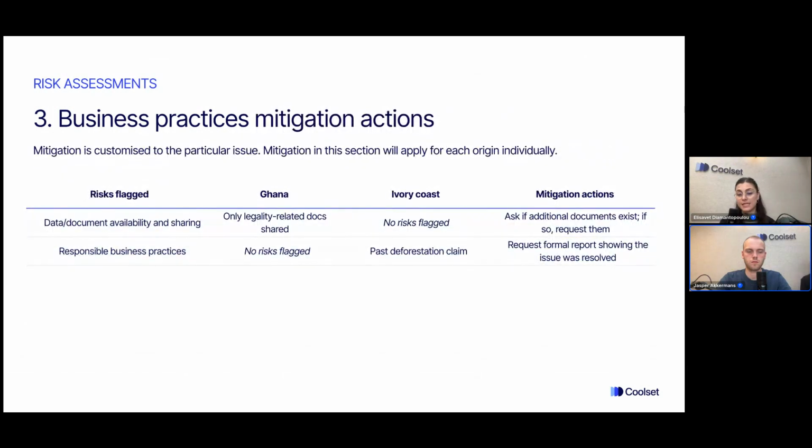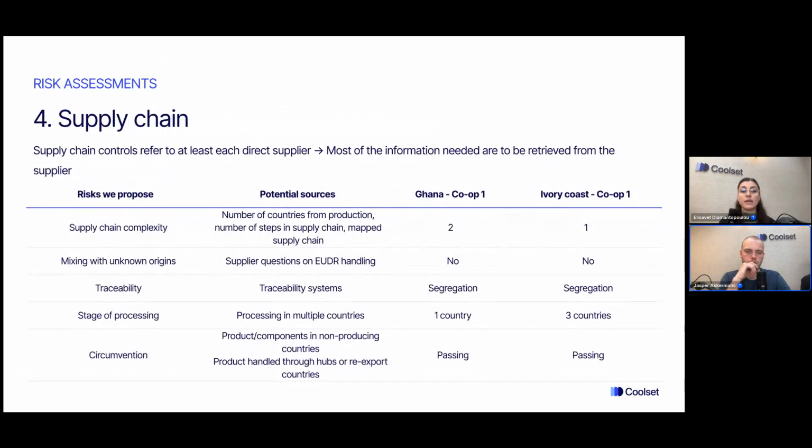Now, how to deal with this type of issues? On the document side, you can ask if these extra documents exist. If yes, you can request them, and if not, you can ask them and help them essentially collect this data themselves so that they can provide them to you. Then when it comes to responsible business practices, you can request formal reports showing that the issue was resolved by law, for example. Then lastly, we have supply chain, and supply chain controls need to happen on the supplier level.